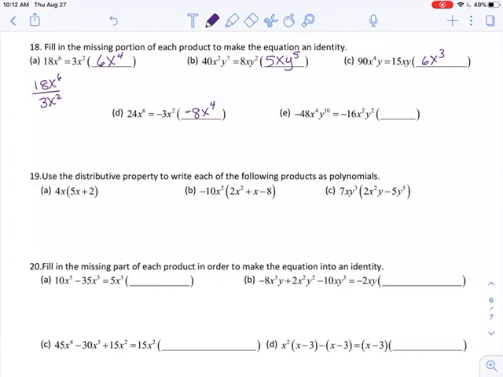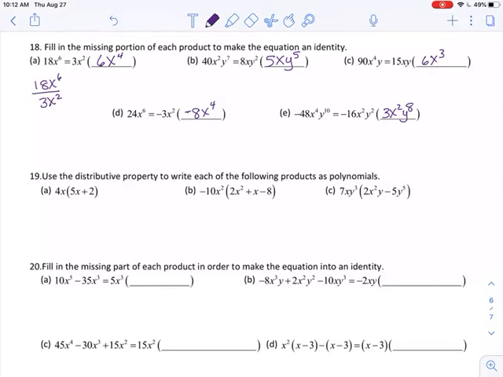And then E, -48 divided by -16 is +3. Check out our x's. X squared, but I need x to the 4th, so I need 2 more x's. Y squared, I need y to the 10th, so I need 8 more y's.